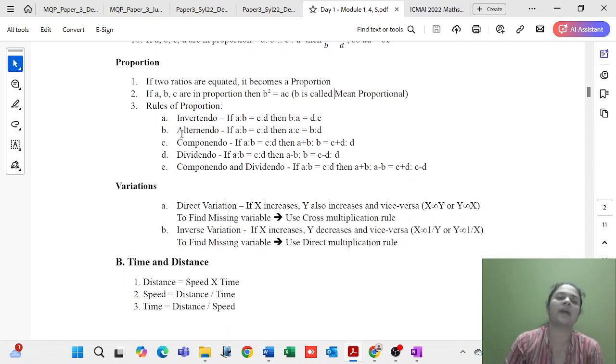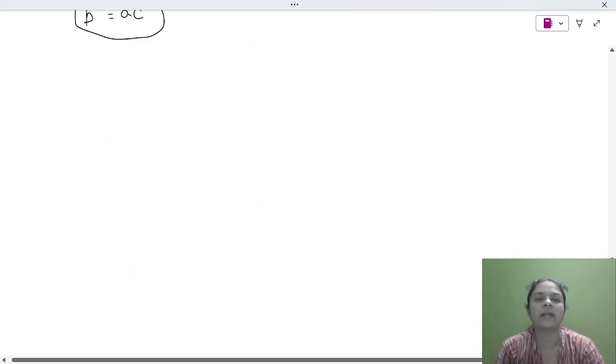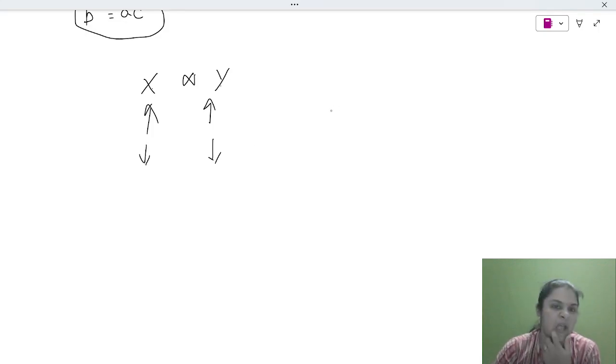And the last part, variations. Now, what is variation? Variation is nothing but an extended version of proportions, where we are relating two variables x and y in relation to each other. And when we say x is directly related to y, or direct variation, then it means that when x increases, y will also increase, or when x decreases, y will also decrease.